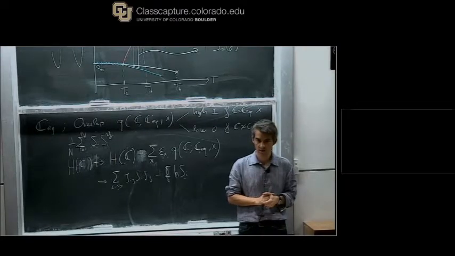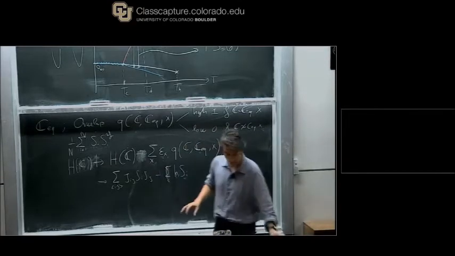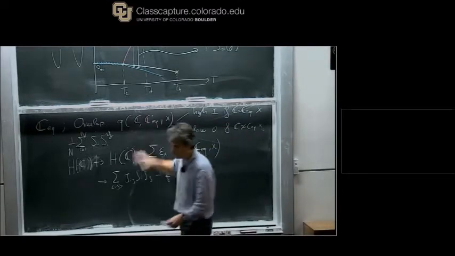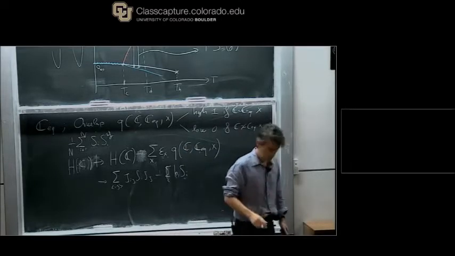Other questions? Okay, so now, why this? So now what I want to say is that this overlap Q is the order parameter.